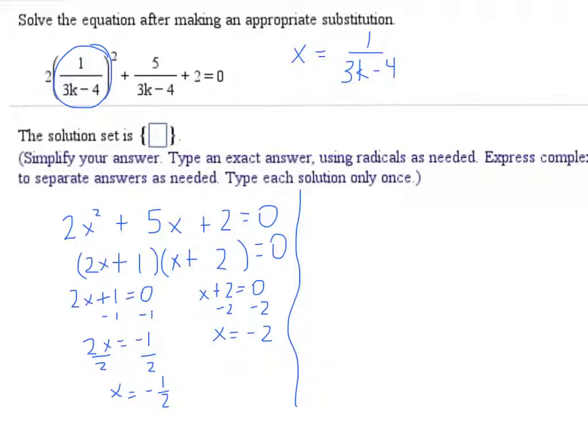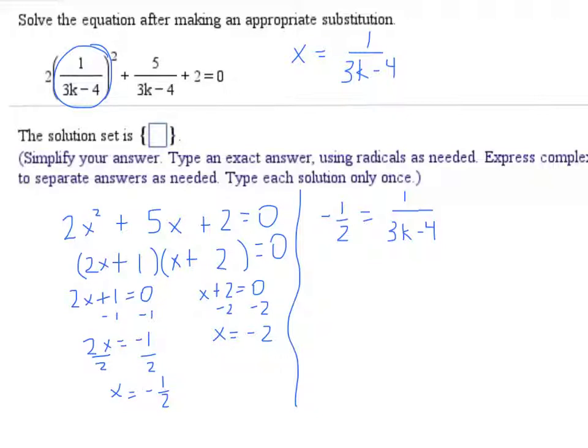But anyway, I'm going to substitute my negative 1/2. I'm going to plug that in for my x, because that's what I found to be x. And that is equal to 3k minus 1 over 3k minus 4. Now, this one reminds me of a proportion, in which case I could cross multiply. And that's probably the simplest way to work it. And when you do that, you can leave the negative with the numerator. That's easier to do that way, too.